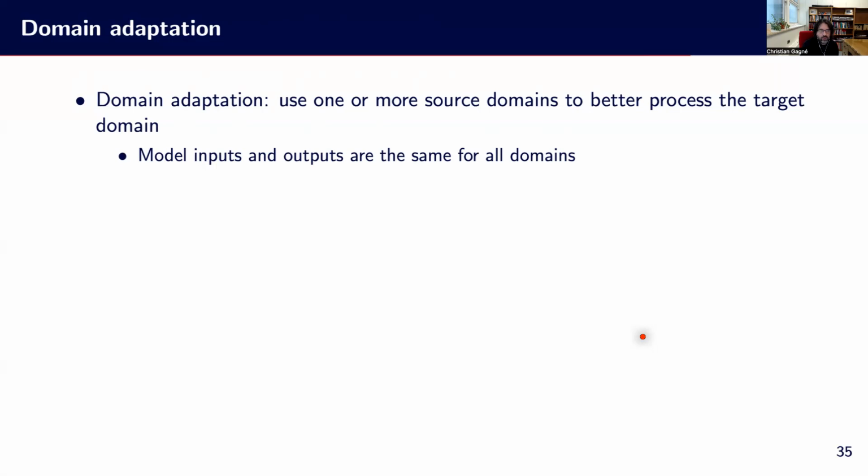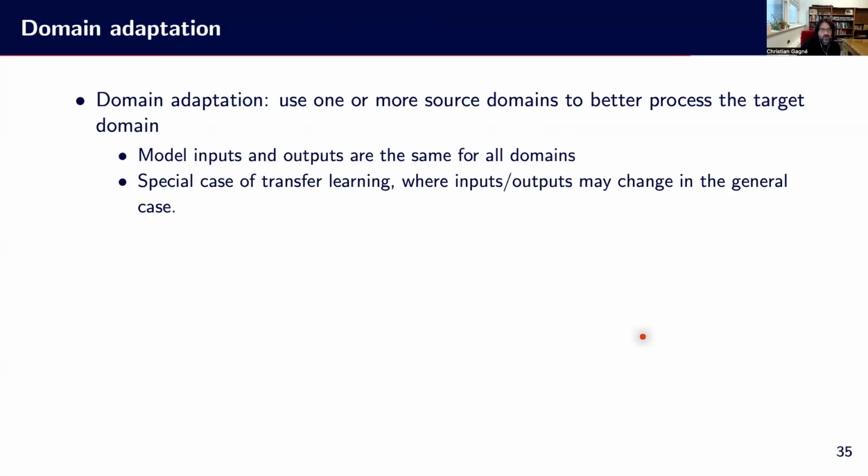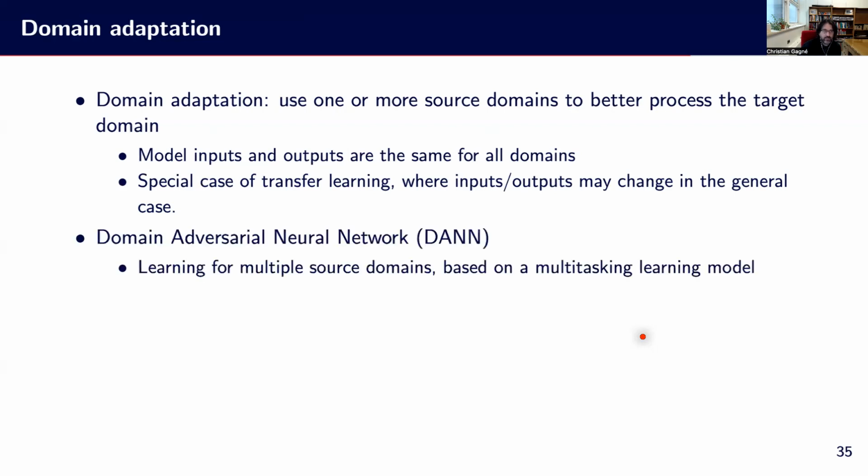What we assume is that the input and outputs are the same for all domains. So we are dealing with the same kind of input and the same kind of output, but we can assume that between one domain and another, there is some shift. We have some differences that are significant enough to say that these are not the same domain. This can be seen as a special case of transfer learning, where the input and outputs may change in the general case. Here, we collect data the same way in terms of input and outputs, but the data itself is not distributed exactly the same way.